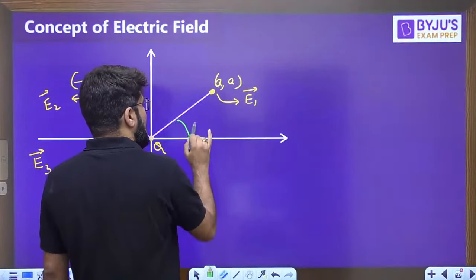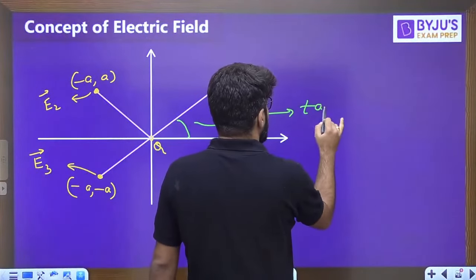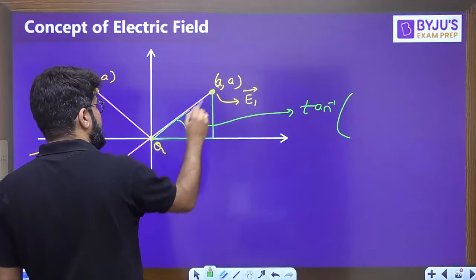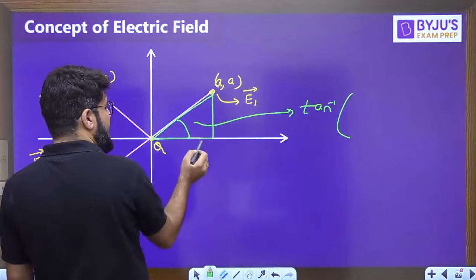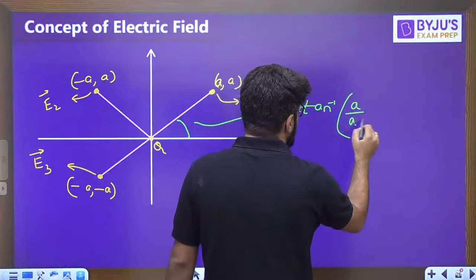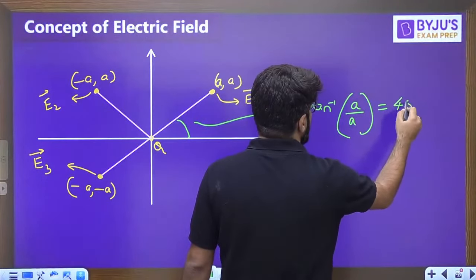How much is this angle? How to find the angle? Tan inverse height upon base. If you take it as a right angle triangle, height is A, base is also A. Right, x and y coordinates are same. So tan inverse A upon A, which is tan inverse 1, and that is 45 degree.